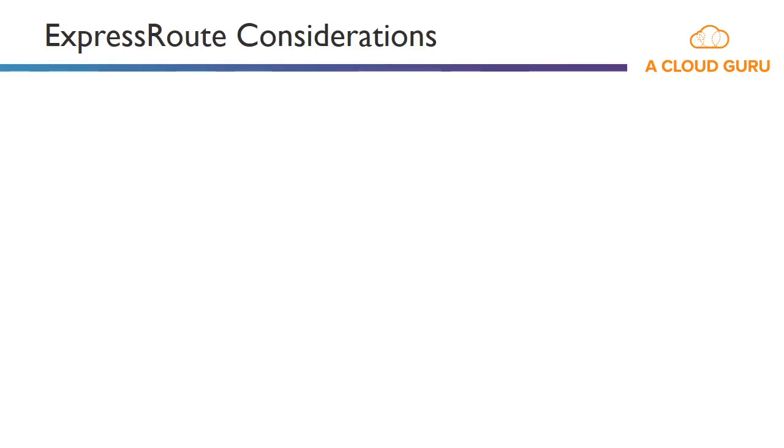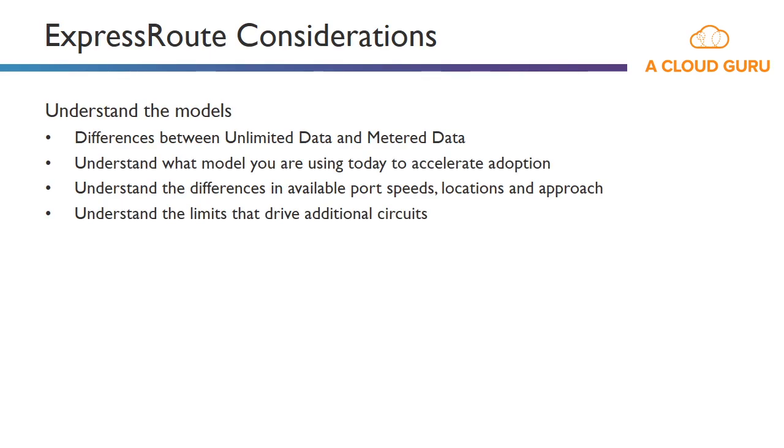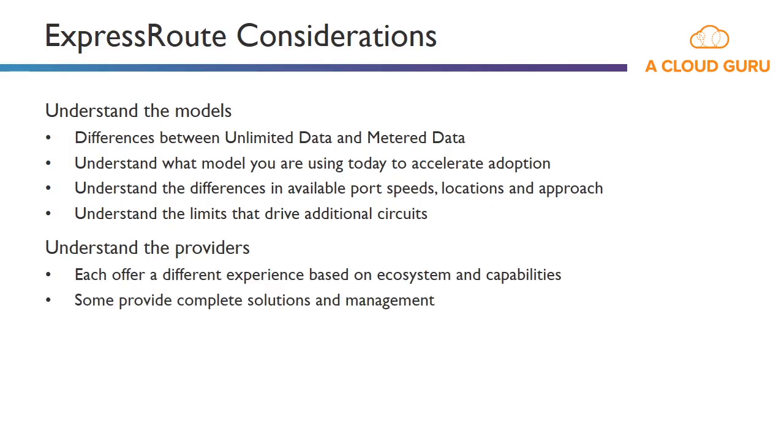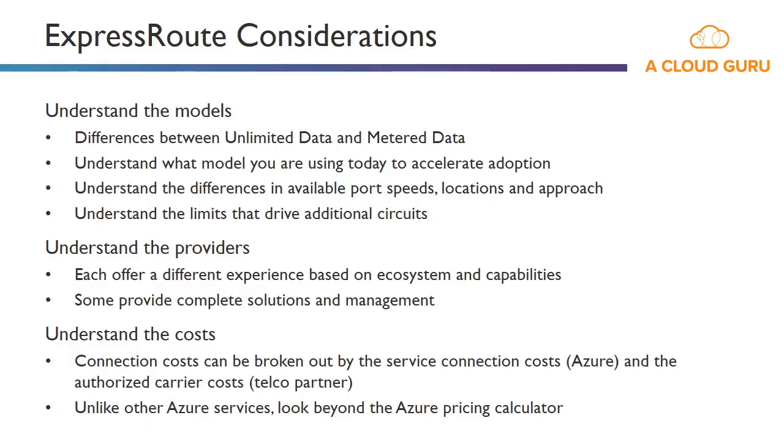So to end off, let's take a look at some of the ExpressRoute considerations. There are three major areas. One, understand the model, so the difference between unlimited data and metered data. If you're trying to do this in your own data center, understand what model you're using today to accelerate adoption, and understand the differences in port speeds, locations, and approach. Two, understand the providers and what they offer. And finally, understand the costs. If you think of these three things, models, providers, costs, you'll be well on your way to being able to answer any of the ExpressRoute questions they might throw at you.